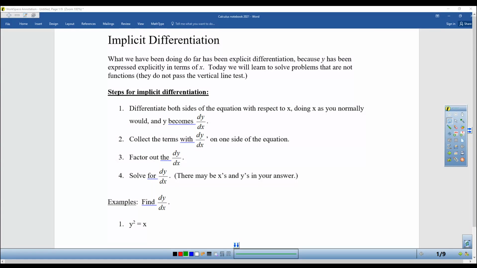The topic is implicit differentiation. What we've been doing so far has been explicit differentiation because y has been expressed explicitly in terms of x. Today, we will learn to solve problems that are not functions. That is, they do not pass the vertical line test.